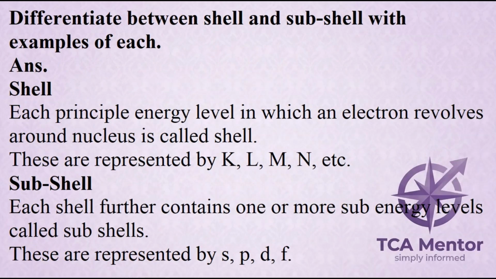Differentiate between shell and subshell with examples of each. Answer: Shell. Each principal energy level in which an electron revolves around the nucleus is called a shell. These are represented by K, L, M, N, etc. Subshell. Each shell further contains one or more sub-energy levels called subshells. These are represented by s, p, d, f.